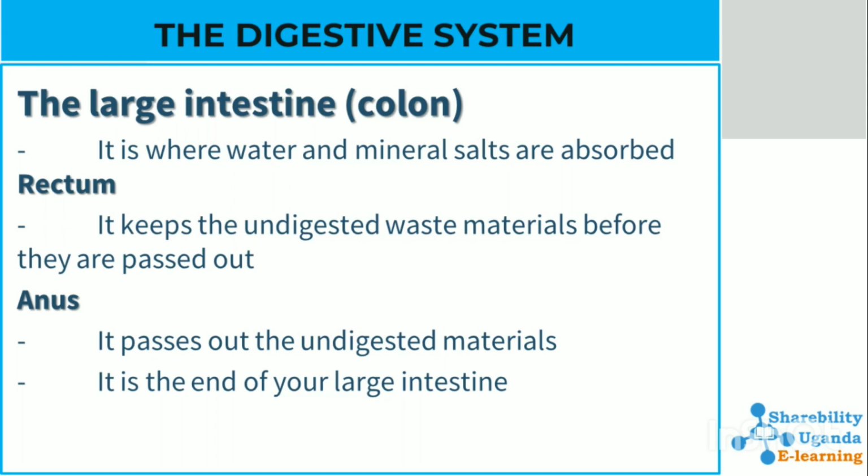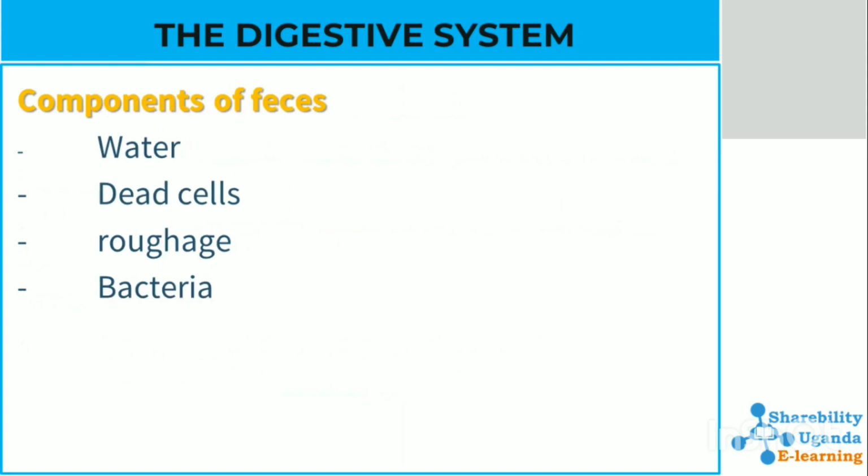And the anus passes out the undigested materials, and it is the end of the large intestine or the end of the digestive system. Components of feces, or waste materials that are passed out through the anus, include water, dead cells, roughage, and bacteria.